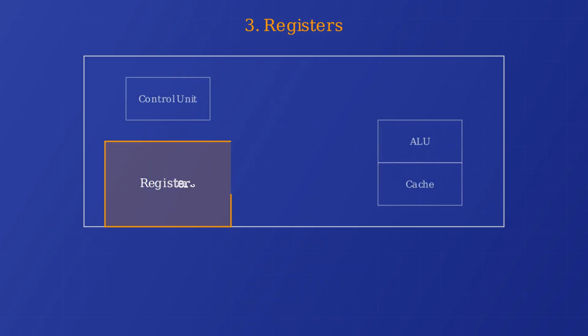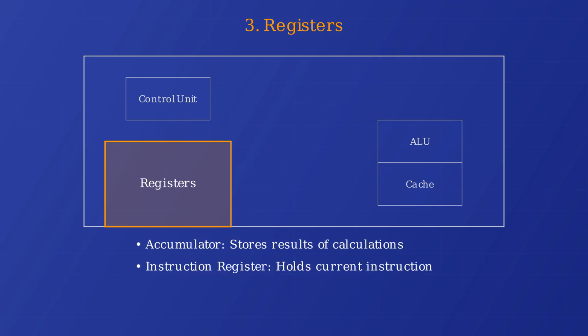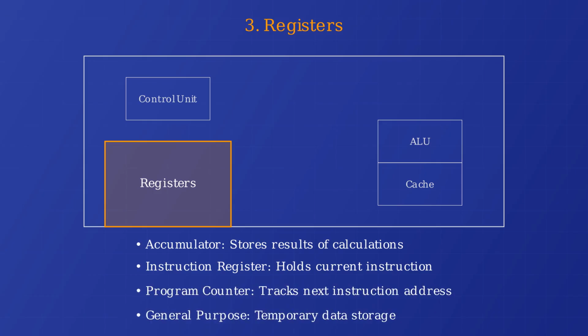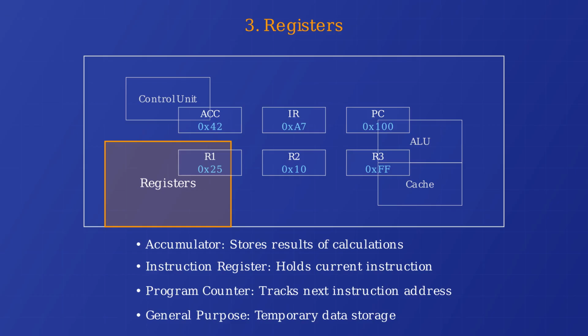Registers are small, high-speed memory locations built directly into the CPU. They store data that the CPU is actively working with. Different types of registers serve different purposes. The accumulator stores calculation results, while the instruction register holds the current instruction being executed. The program counter keeps track of the next instruction's memory address, and general-purpose registers provide temporary storage for various data.